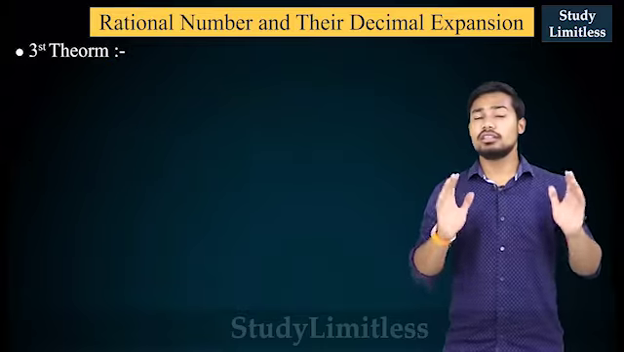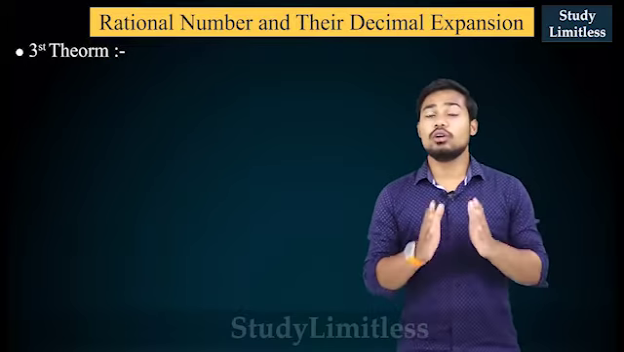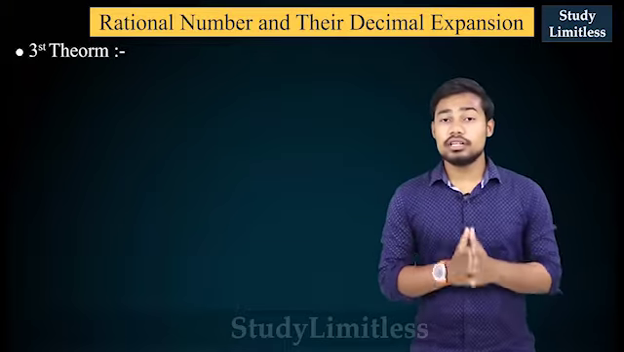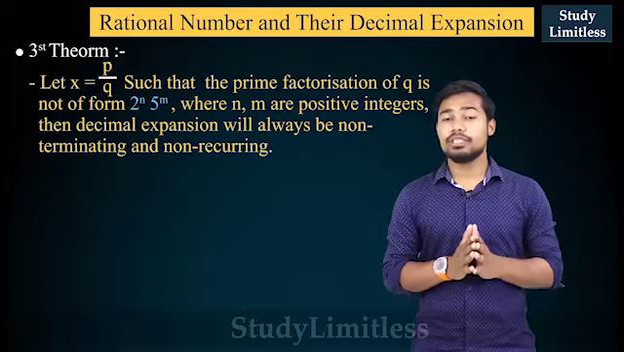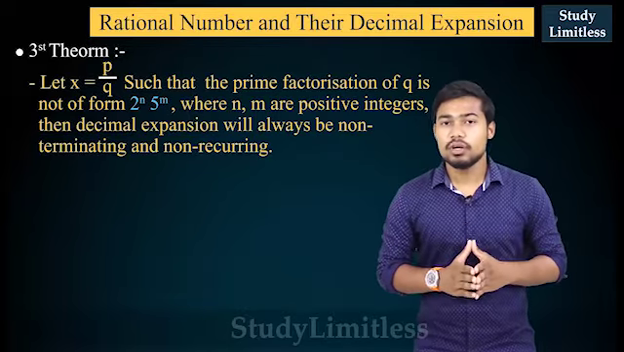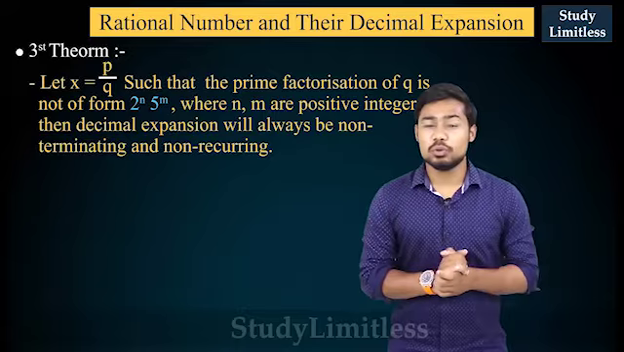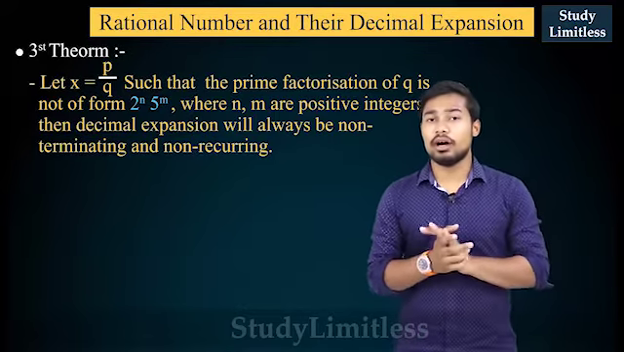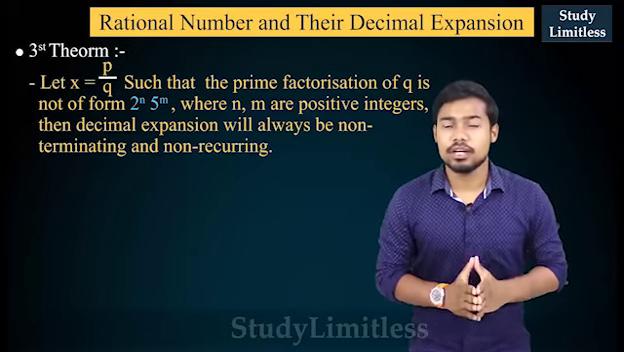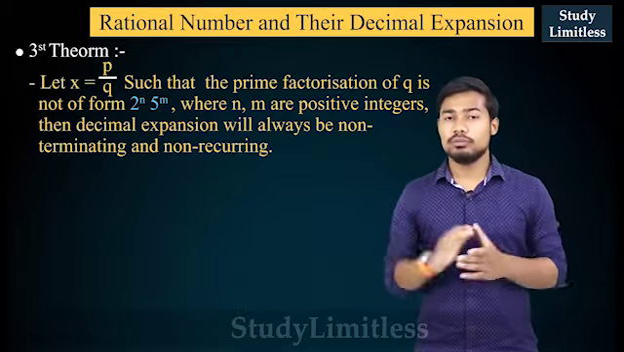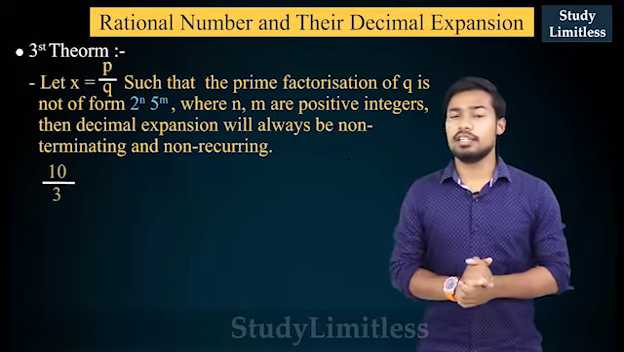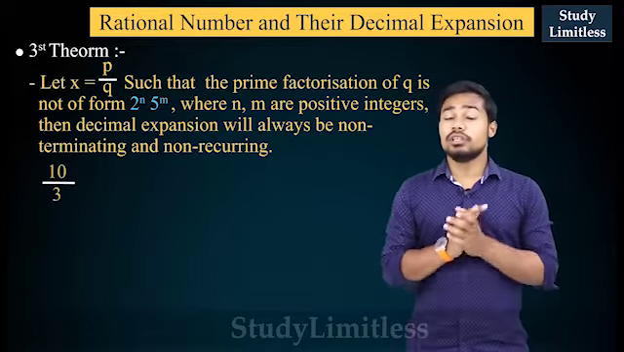Similarly, let us understand the third theorem, which is about the non-terminating and recurring decimal expansion of a rational number. The third theorem says that let x is equal to p by q, where the prime factorization of q is not of the form 2 to the power n into 5 to the power m, where n and m are positive integers. Then the decimal expansion of this number will always be non-terminating and recurring.